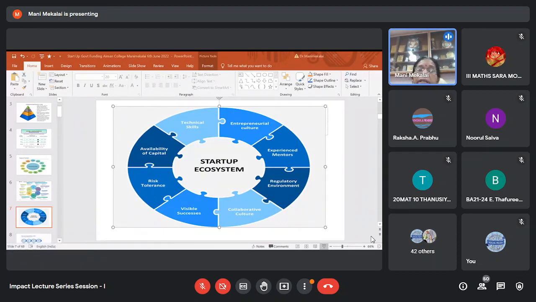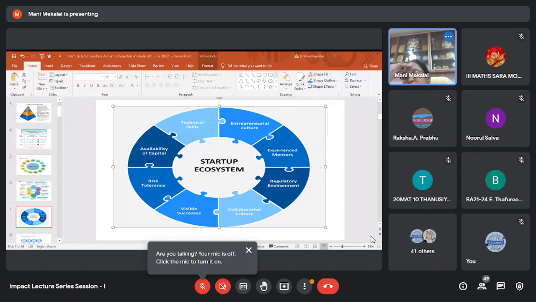Then experienced mentors. You have to go and discuss with people who have been in the field for long. They know better than a new entrant like you. Regulatory environment: what are the rules to be followed? Whether I can start this enterprise here? Will the pollution control board clear this? Will the electricity connection be there? Will the government provide access to communication, transport, and road facilities? Everyone should be familiar with all this.